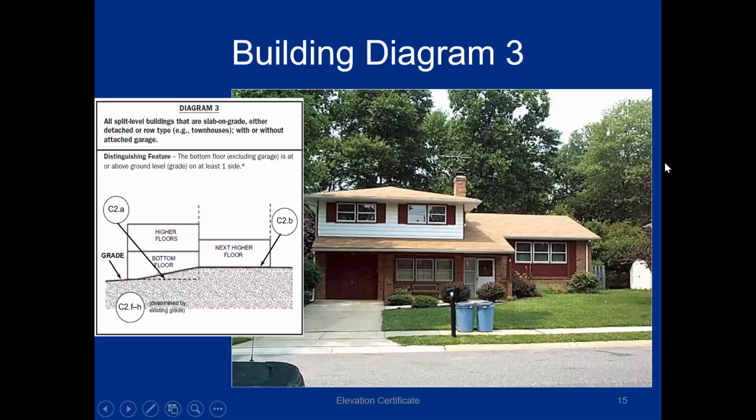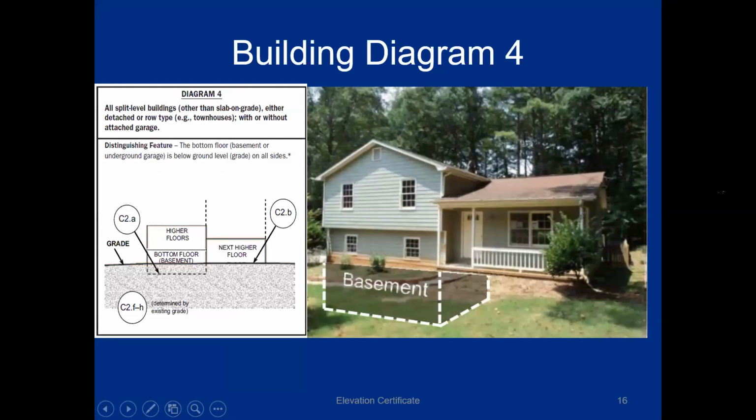This one you might. Building diagram 3, you have your basic split level building. So you have a bottom floor here. In this case, it's not a basement because the bottom floor is at or above ground level on at least one side. Then you have some other floors. Again, your split level construction. Here's another building diagram. This one has a basement, and it's another split level type construction. So you have a basement, and then the rest of the house looks like that.